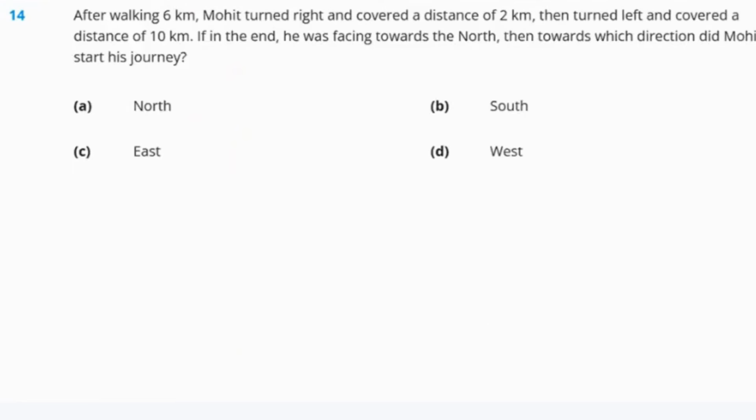Now let's talk about question number 14. It says that after walking 6 kilometers, suppose Mohit is here and he is walking 6 kilometers. Suppose this is 6 kilometers, and he turns right and covers a distance of 2 kilometers. Then he turned left and covered a distance of 10 kilometers like this. In the end he was facing towards north. So this is the north direction. Towards which direction did Mohit start his journey? He started his journey from this point in the north direction only. So the answer should be option A, north.